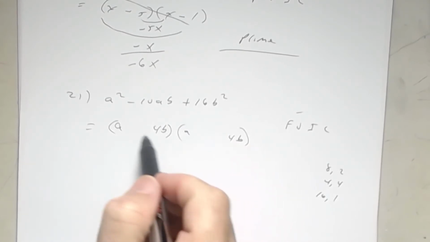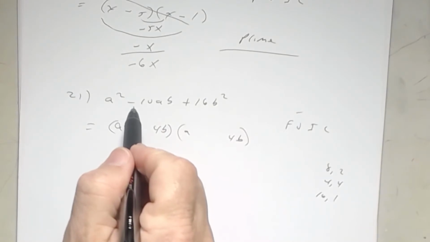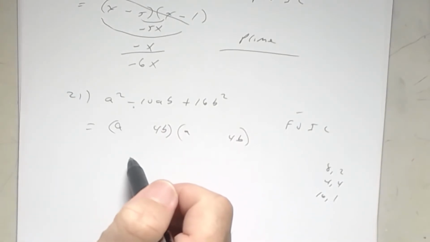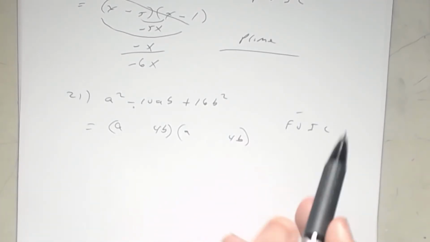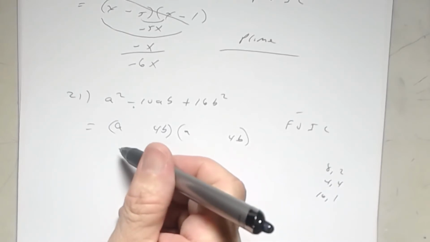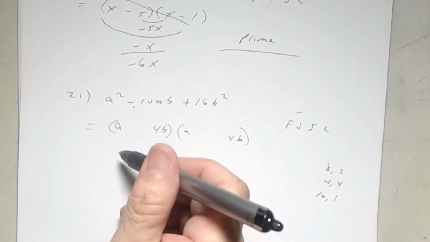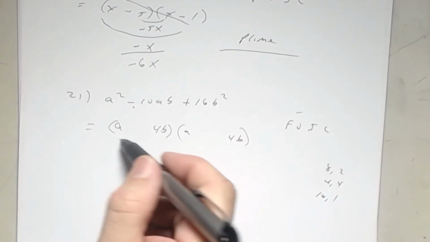Now the last sign's positive, which means the signs in here are the same, so they're both going to be negative. That's the only way you can get a negative middle term. Now don't say I thought it was positive. A negative times a negative is a positive, but a negative plus a negative is a negative. So they both have to be negative.